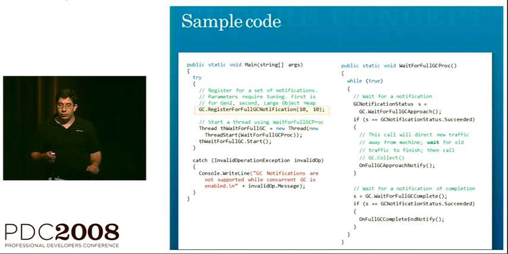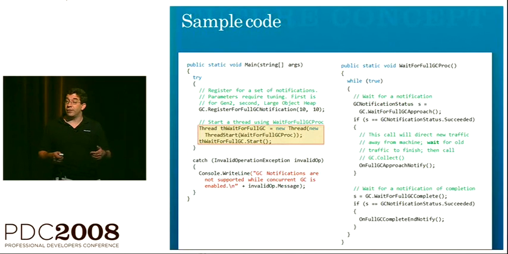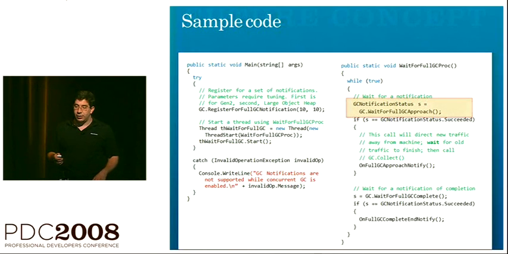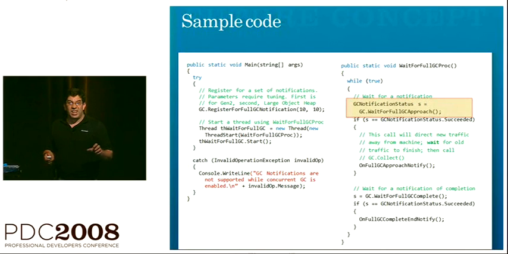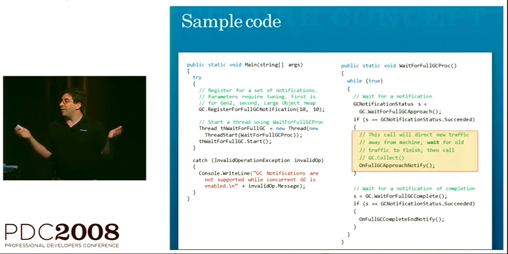Then the next thing you're going to have to do is start up a new thread that's going to wait for that notification to happen. And then after that, you're going to have to actually call GC.WaitForFullGCApproach. That's a blocking call. When that succeeds, you know that that Gen 2 garbage collection is almost here. At that point, this is where your own code comes in. You have some work to do. You're going to have some sort of OnFullGCApproach notify code you would write yourself.